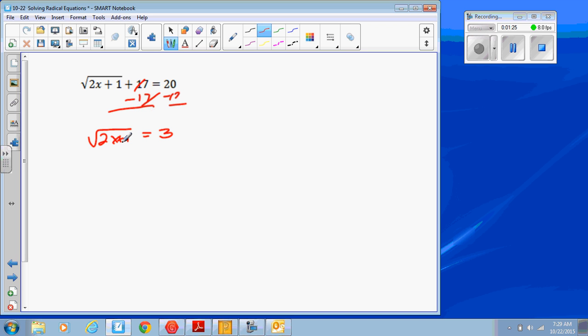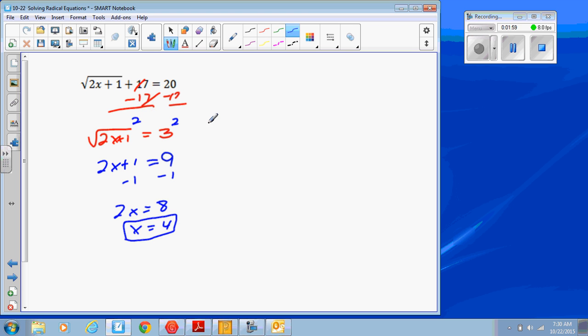Now to solve this, I need to get rid of this square root symbol. So I'm going to square both sides of the equation. It becomes 2x plus 1, because the square root squared just gets rid of itself, and I have 2x plus 1 equals 3 squared, which is 9. Now I just solve this like an Algebra 1 student. Subtract 1 from both sides: 2x equals 8, x equals 4.